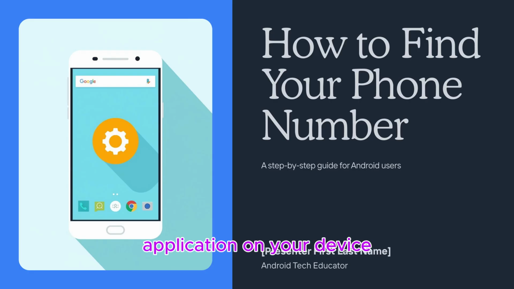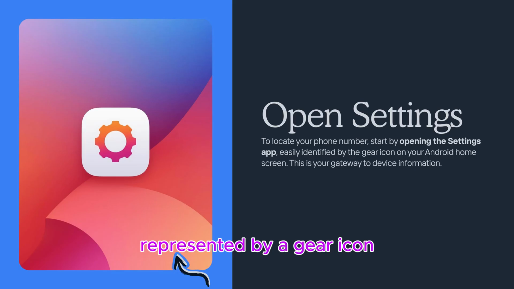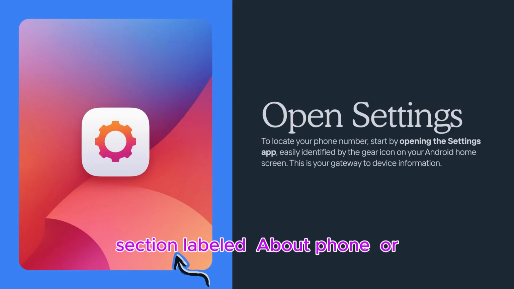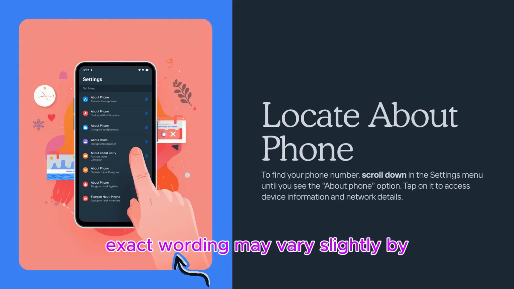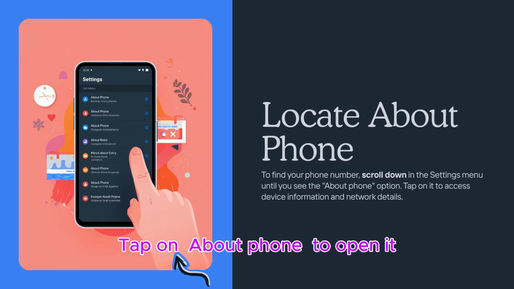Open the Settings application on your device, which is typically represented by a gear icon. Scroll down through the menu options until you find the section labeled About Phone or About Device. The exact wording may vary slightly by manufacturer. Tap on About Phone to open it.